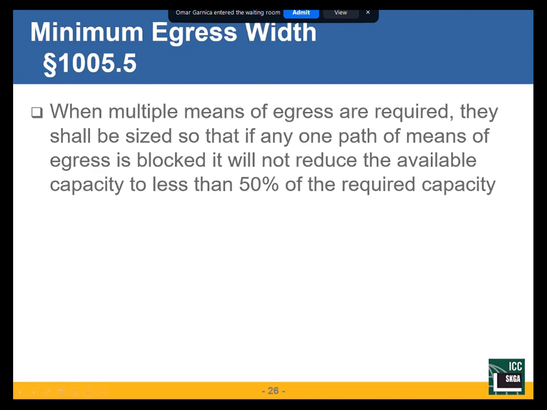Minimum egress width. When I determine what my minimum egress width is for the building, and I've got my exits, it says when multiple means of egress are required. That means I've got more than one exit. They have to be sized so that if one path is blocked, I can't use it. That's where the fire is, or building collapse, whatever the hazard or the problem is, that exit path is not available at this time. If one of the exits is blocked, I still have at least 50% with the other exits.